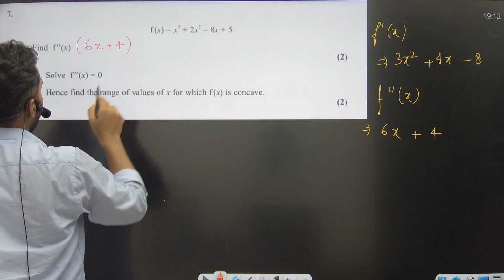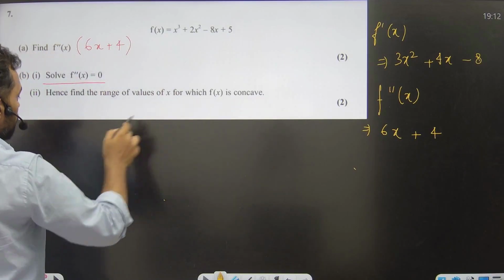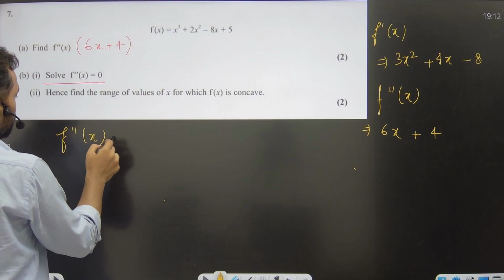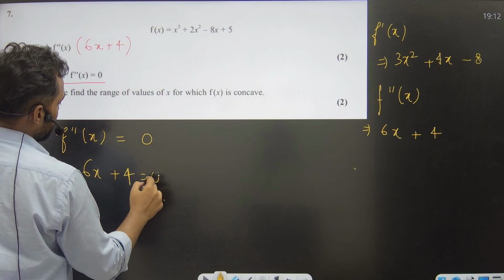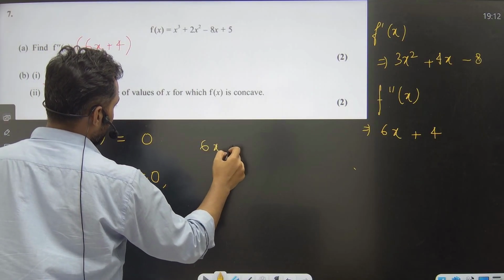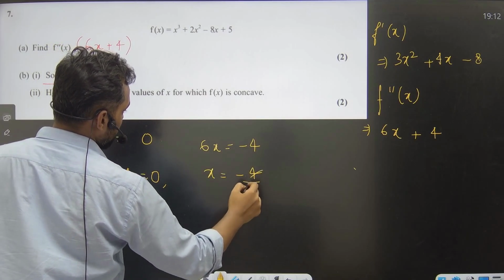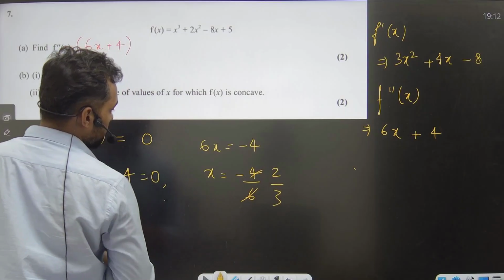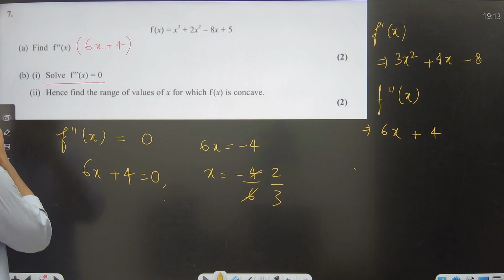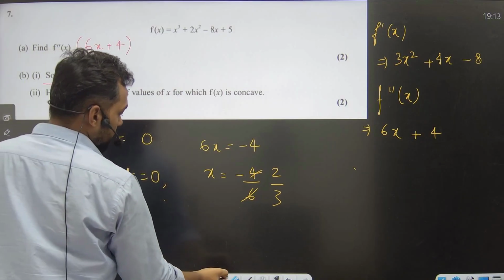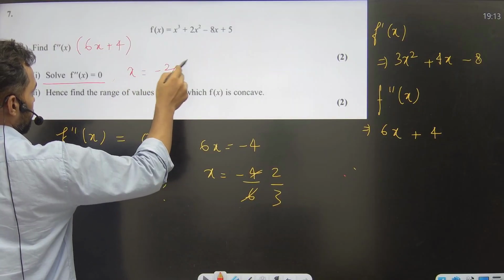Now the first part is solve f double prime x equals to 0. So we need to keep this function f double prime x equals to 0. So we'll get 6x plus 4 equals to 0. From here transpose 4 to the negative side, so we'll get negative 4. x will be equals to minus 4 by 6, so here we get negative of 2 by 3. So on solving f double prime x equals to 0, we are getting x equals to negative of 2 by 3.